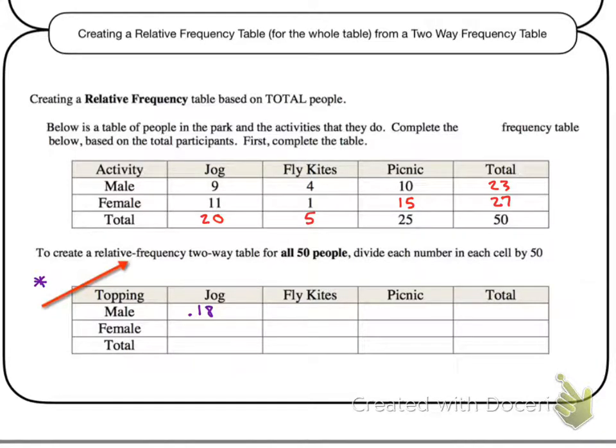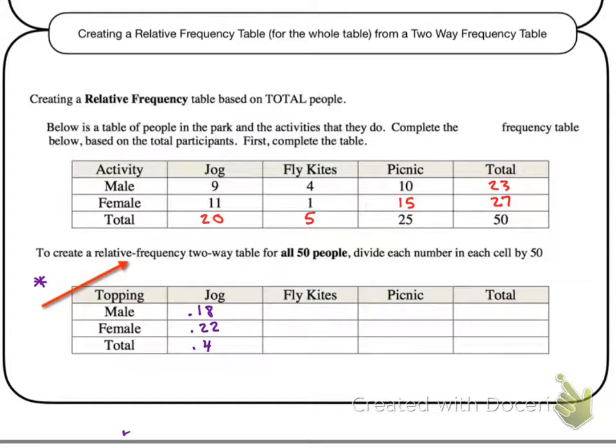Let's go down to the females. So that's 11 out of 50 total. That gives us 0.22. Right? Because this is asking us for the total people. So we're using the total amount of people. Okay. Now the total of that section, 20 out of 50, gives us 0.4.